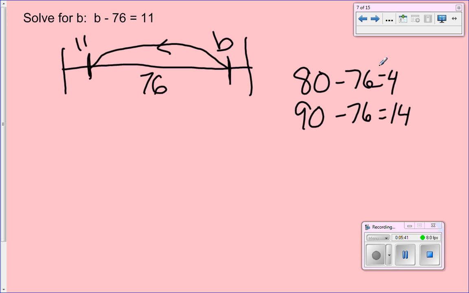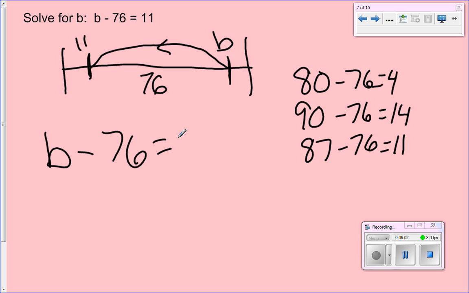And so I can figure out, well, this number is 3 too high. And so what if I tried 87? Subtract 76. Would that give me 11? Using the same strategy I used before, I can do B minus 76 equals 11.